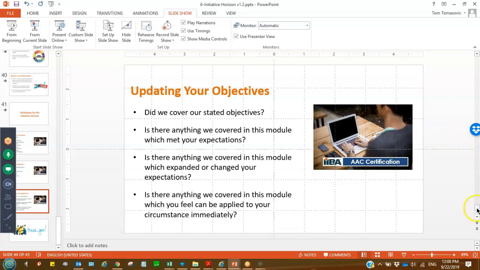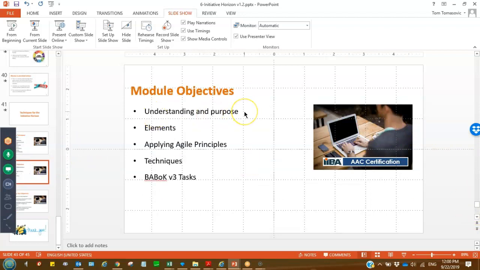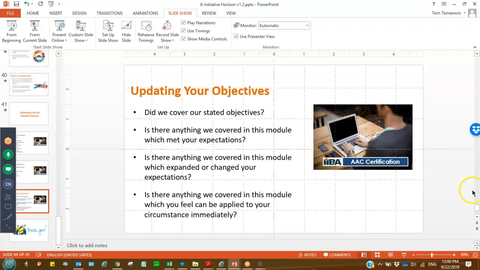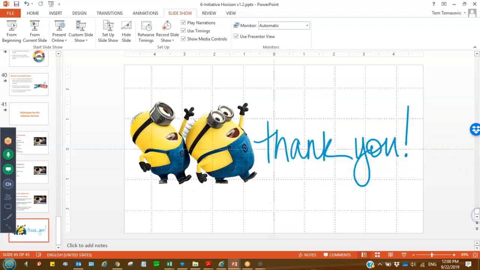And we basically looked at the initiative horizon. We explained a little bit about it, went through all of the elements of the horizon, went through how the Agile principles apply to this horizon, and talked about some of the specific techniques that are aligned with the initiative horizon. So I'm thinking that we pretty much covered our objectives there.